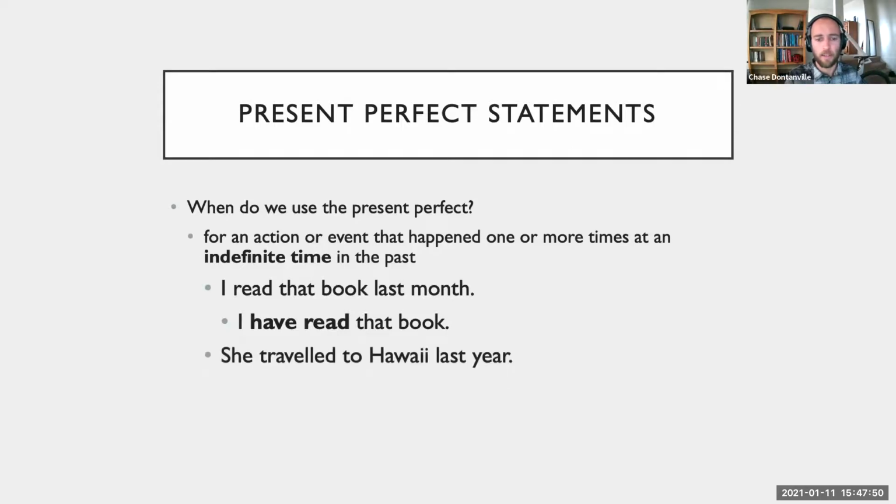Another example, she traveled to Hawaii last year. So because we say last year, we use past simple because the time is specific. But if we're talking in general, we can say she has traveled to Hawaii. So at one time in her life, she traveled to Hawaii, but we don't say when.